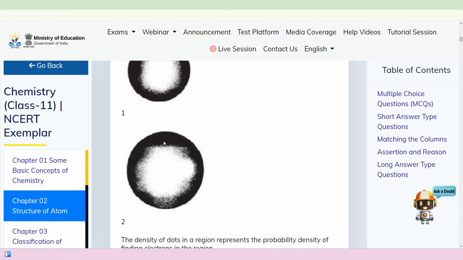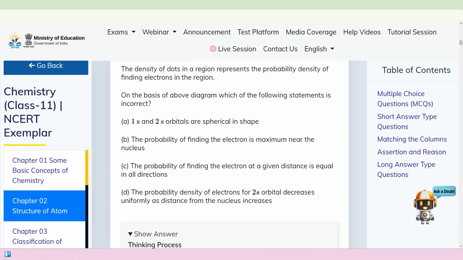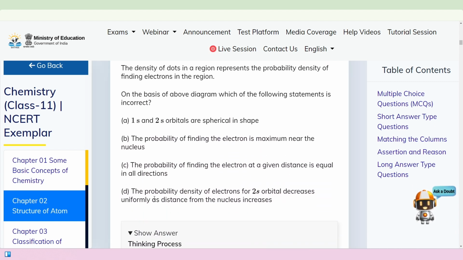If you put all these diagrams on top of each other, then the average diagram that appears will have symmetrical density around each direction. So if you move from the center to left, you will get the same electron density. If you move from center to right, you will get the same electron density. So this is also correct.